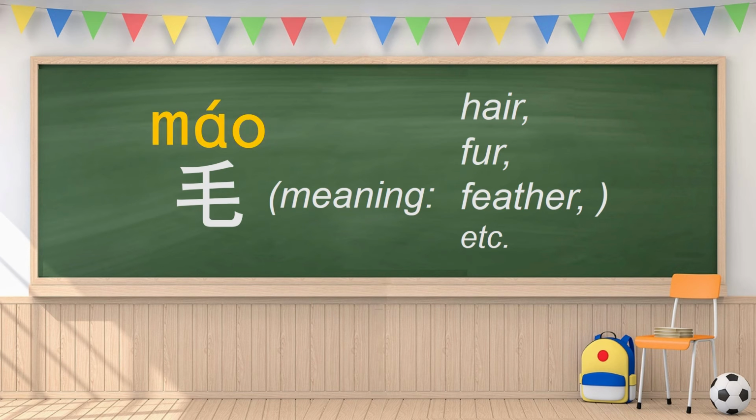An example of the second tone is the character mao, which we have learned in the last episode. If you would like to, you can follow me. Máo, máo, máo. Let's say it 3 times.